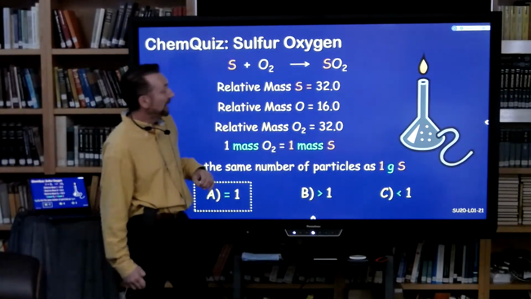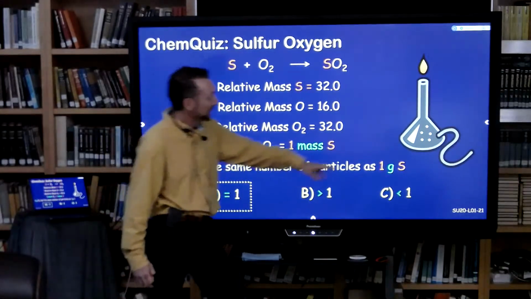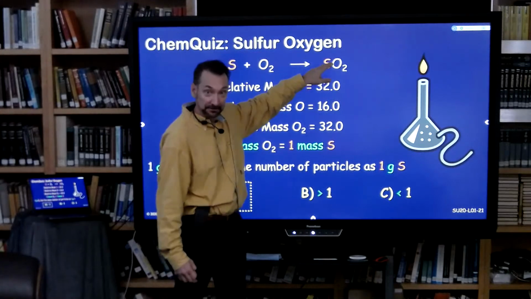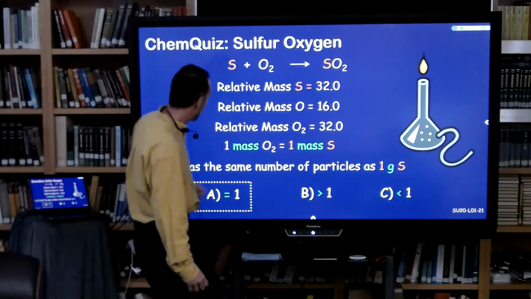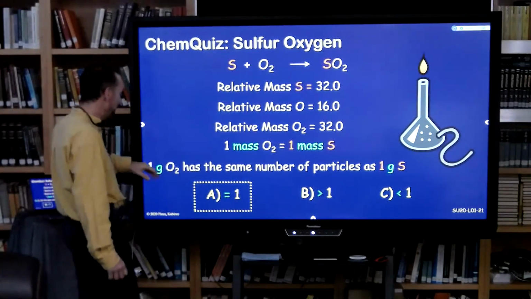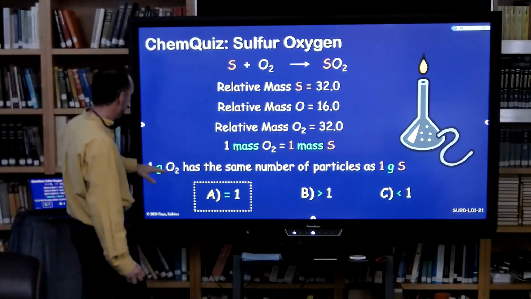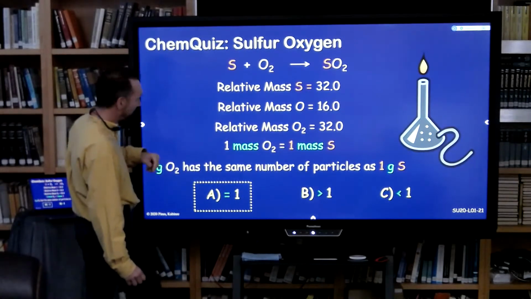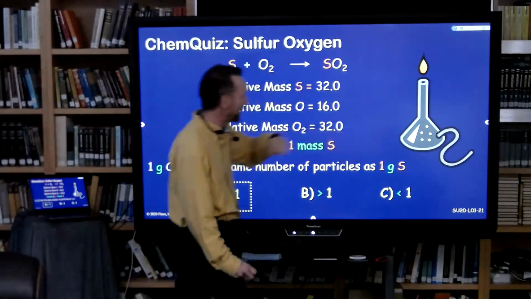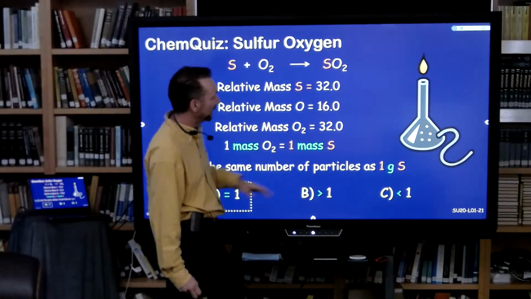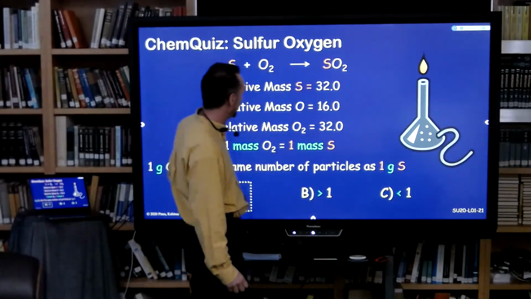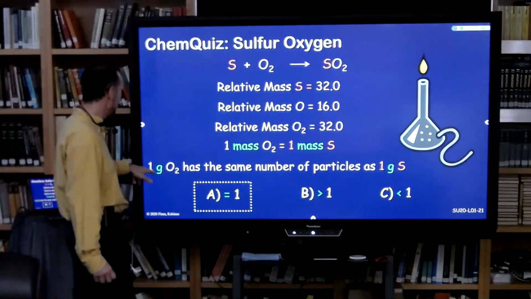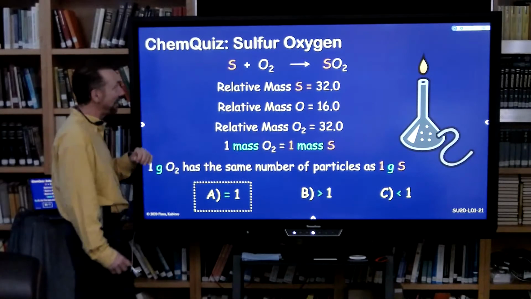So half a gram would proceed. And if that happened, you'd only make 1.5 grams of your sulfur dioxide, because half a gram of your oxygen would react fully with that half a gram of sulfur that we said we had. And that makes a gram of this and leaves behind the half gram of oxygen.